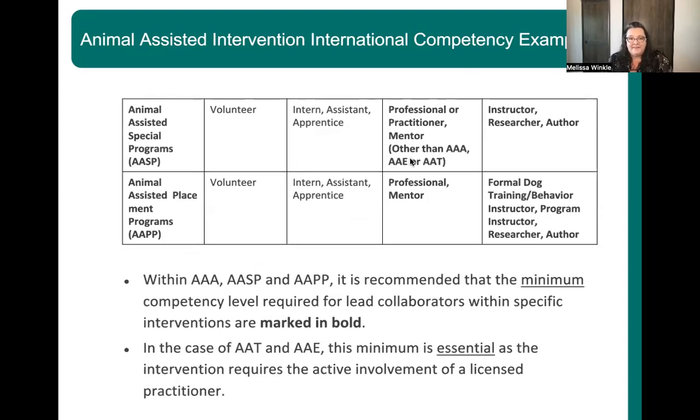So this means that the individuals who are not bolded, they may not quite be independent in different areas because they haven't learned enough. They haven't had enough experiences, supervision, mentoring, et cetera, et cetera. In the case of animal assisted therapy or treatment and education, this minimum is essential as the intervention requires the active involvement of a licensed practitioner. And so, again, we are building in safeguards. We are making sure that the participants in animal assisted services or interventions know what it is that they are getting. So instead of walking in with a therapy dog, not knowing is this therapy or are there just therapeutic benefits? People don't know the difference, right? So we want to safeguard and make sure that roles are clear and defined.